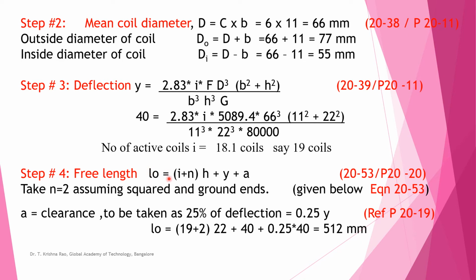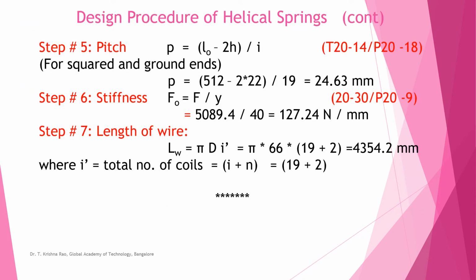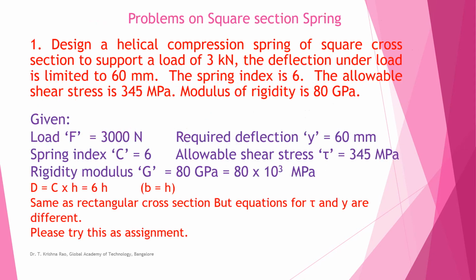Then free length L0 equals I plus N into H, plus y plus a. N is always 2, assuming square and ground ends. A is clearance, always taken as 0.25 into y. So L0 comes to 512. Then pitch P equals (L0 minus 2H) by I, stiffness F by Y, length of wire pi D I dash. I dash is I plus N, the total number of coils. So this is the end of the first problem.